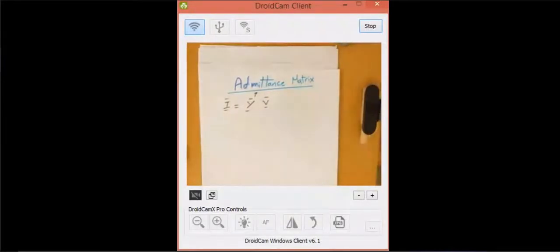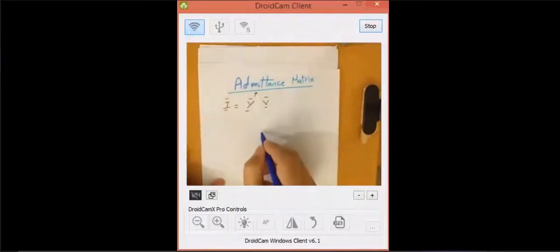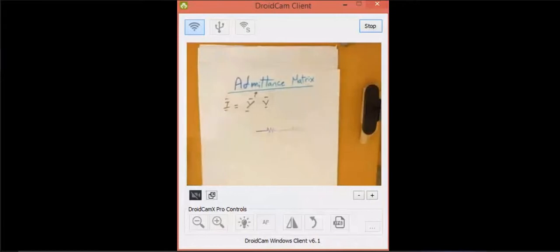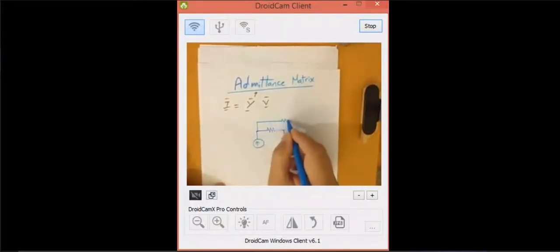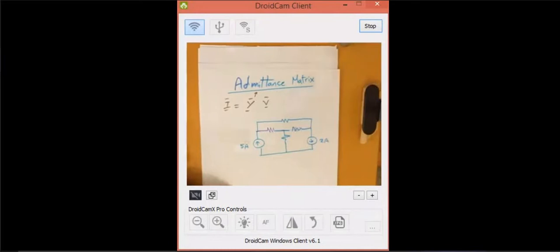I don't introduce nodal. If you remember nodal, here on the circuit, if we say that this is 5 ampere, this is 2 ampere.